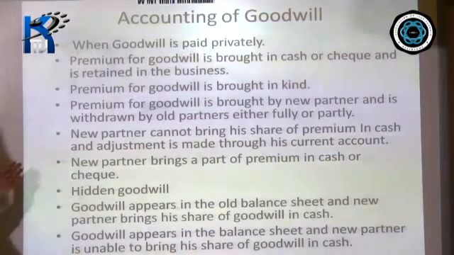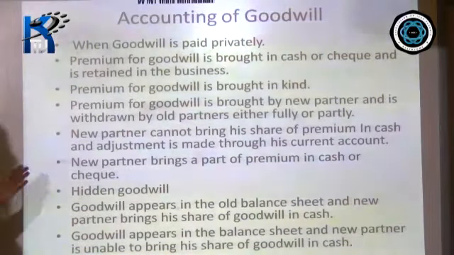Then the new partner brings part of the premium in cash or cheque. Supposing a new partner coming in had to bring 30,000 and he could only bring 20,000. So 20,000 will be calculated in terms of cash and 10,000 will be taken up in terms of his current account being debited. Then the next concept is the hidden goodwill, and then goodwill appears in the old balance sheet.